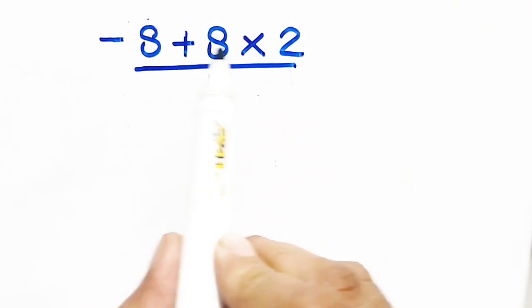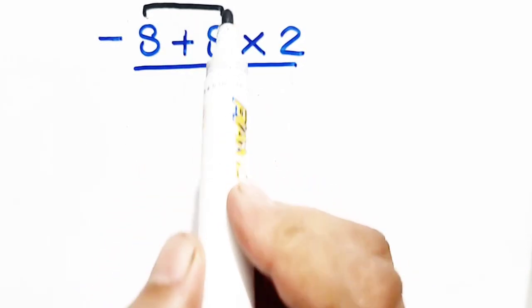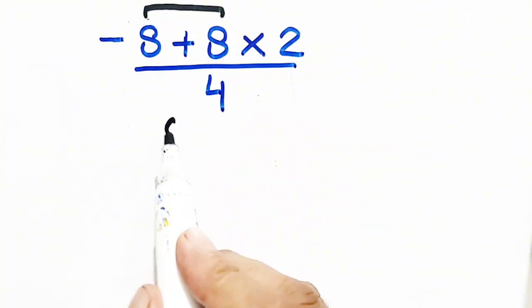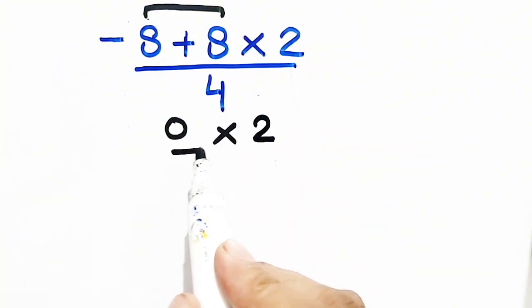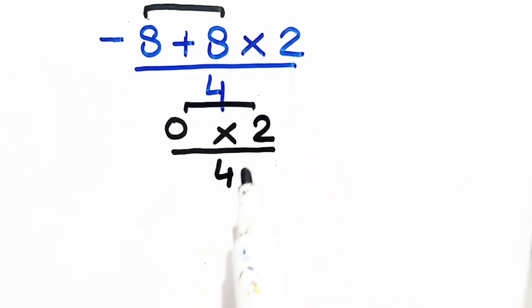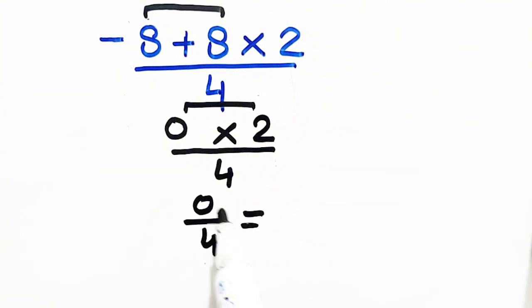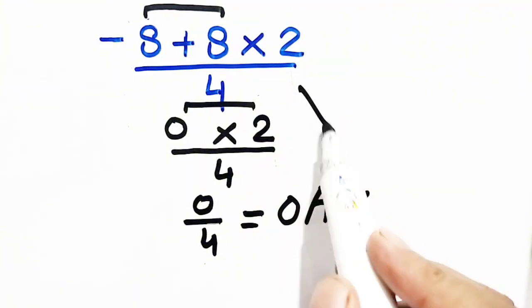I have a question: minus 8 plus 8 times 2 divided by 4. Minus 8 plus 8 will be equal to 0, times 2 divided by 4. 0 times 2 will be equal to 0, divided by 4. Now 0 divided by 4, 0 by any number will be equal to 0, so 0 will be our answer, but it is wrong.